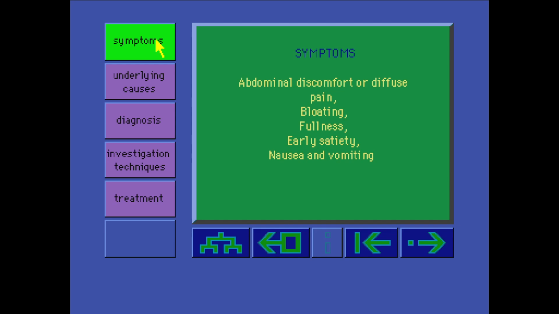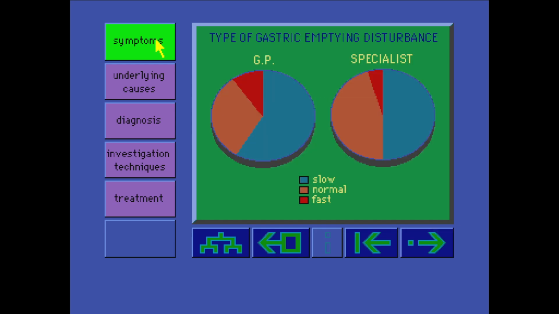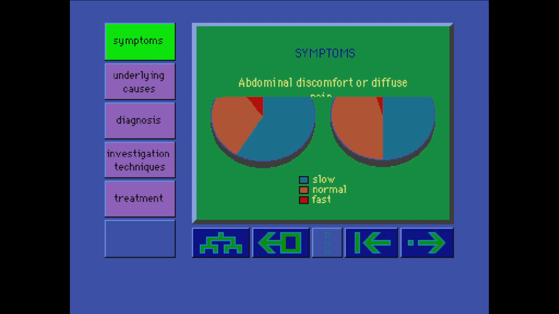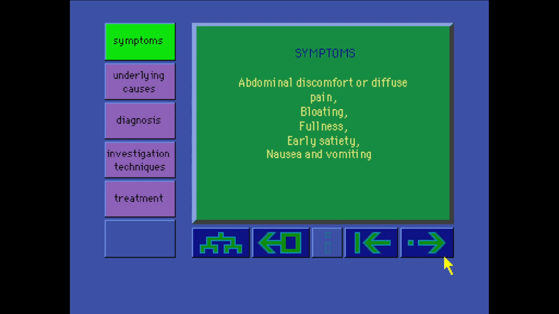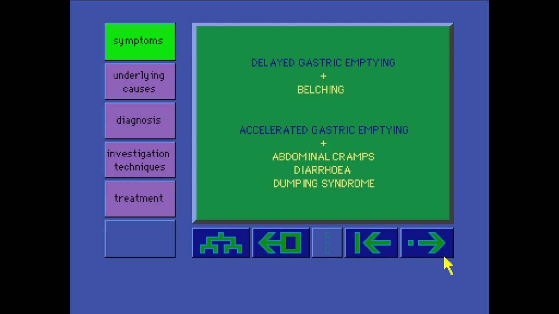In patients with typical stomach dysmotility symptoms, gastric emptying can be too slow or too fast. There are some differences between patients consulting a specialist and patients visiting a GP. But in most of the cases, slow gastric emptying is the most common underlying disorder. A problem for the correct diagnosis of slow or accelerated gastric emptying is that the symptoms overlap. Some additional symptoms, however, are more specific.